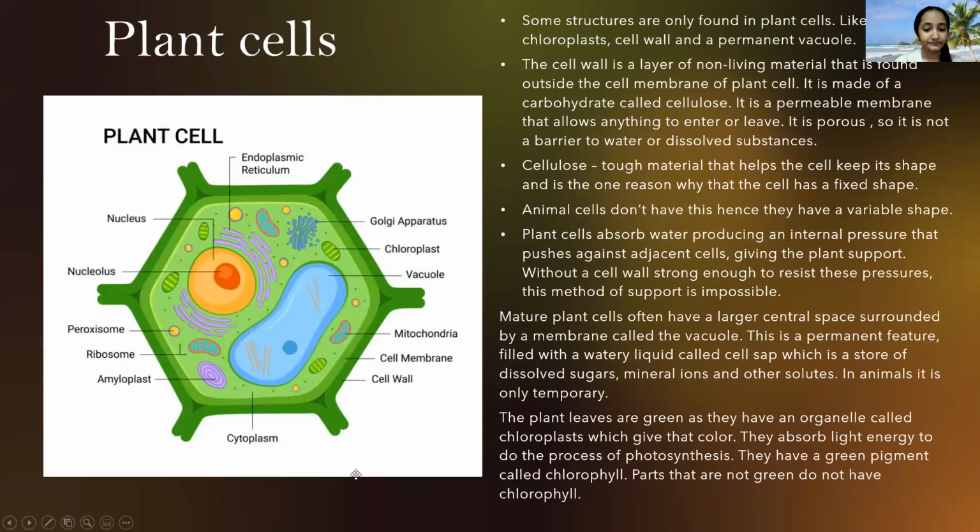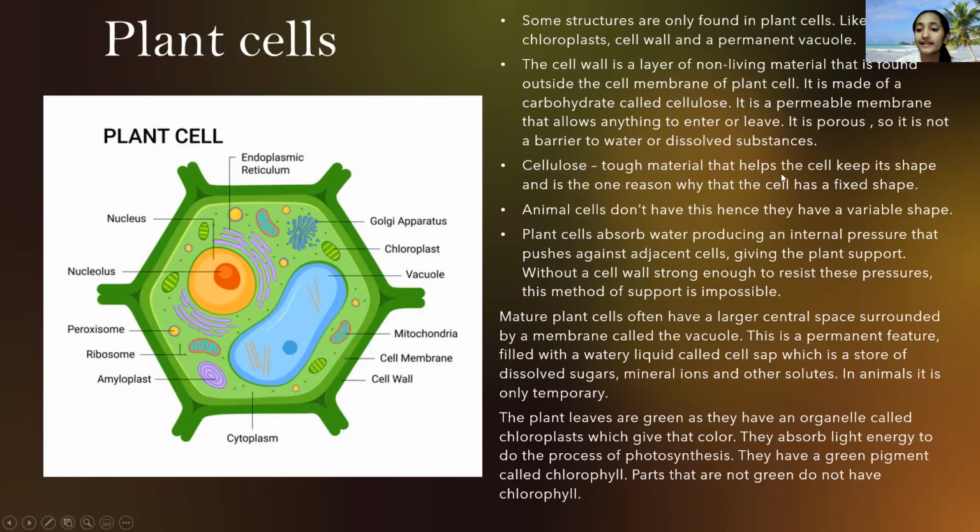Next, plant cells. This is a typical plant cell I've shown you. Some structures are only found in plant cells, like the chloroplast, cell wall, and permanent vacuole. See, the permanent vacuole. The cell wall is a layer of non-living material that is found outside the cell membrane of a plant cell. It is made of a carbohydrate called cellulose. It is a permeable membrane that allows anything to enter or leave. It is porous, so it is not a barrier to water or dissolved substances.